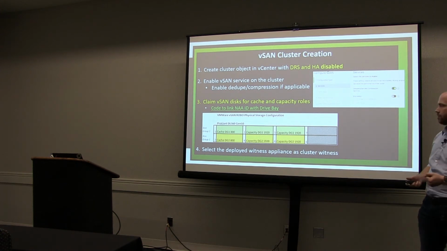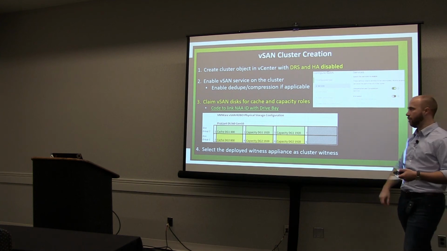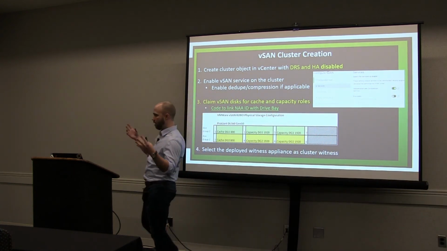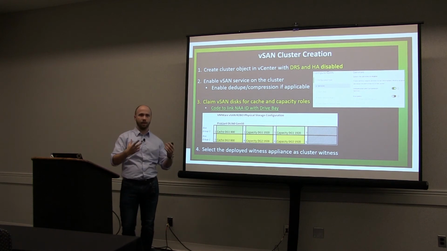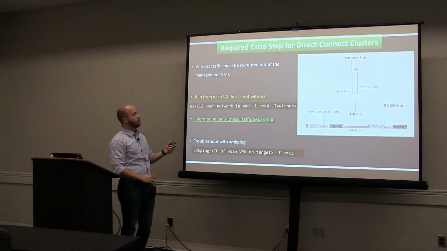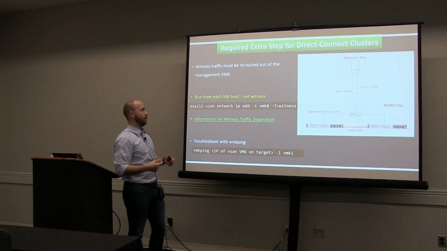Last step of the wizard is where you're just going to select that previously deployed witness appliance that you added as a host. You're going to say this is going to be the witness for this cluster. At that point, you're going to hit finish. It's going to pull the disks together and turn on vSAN, and you're going to be very nearly ready to go. If you did choose to go with a direct connect configuration, there is an extra step that you need to run.